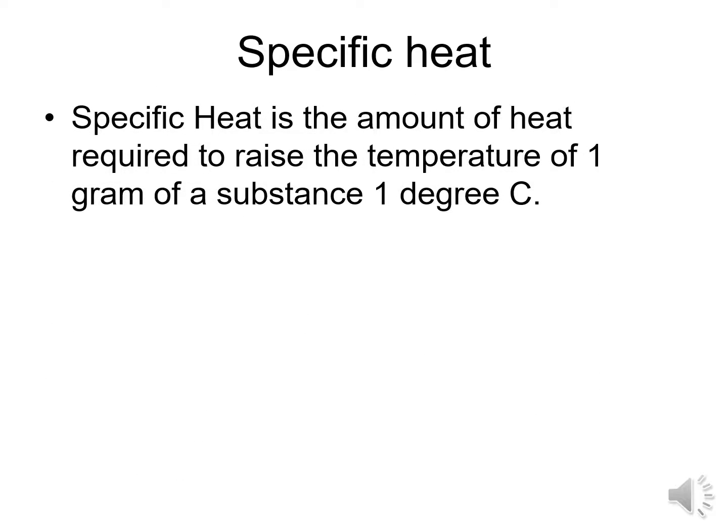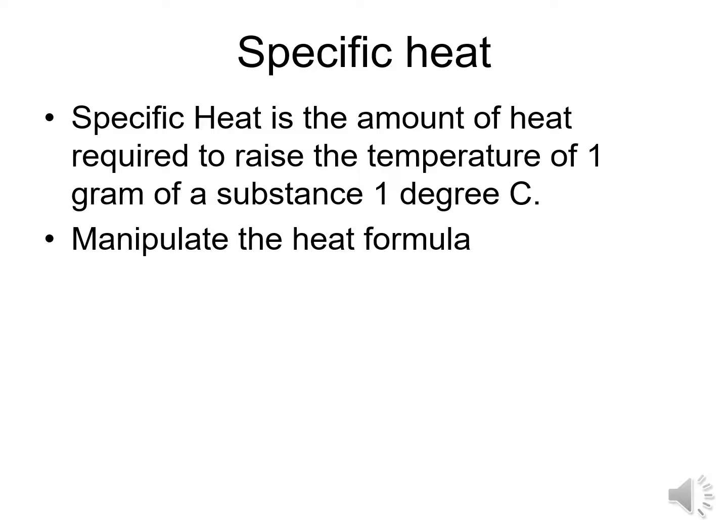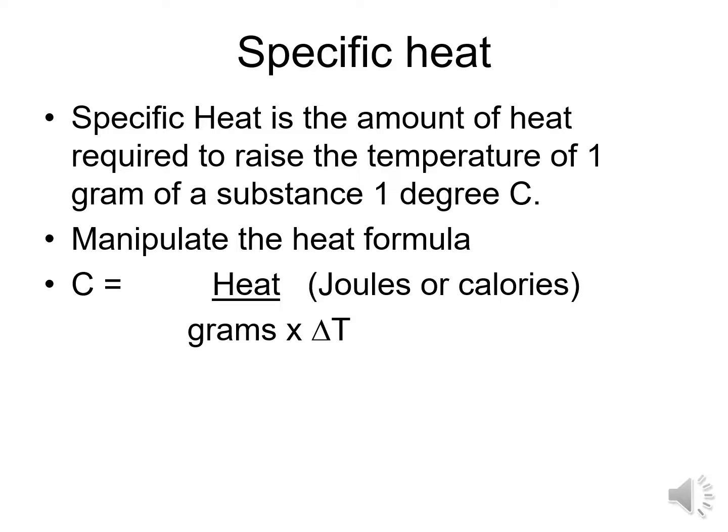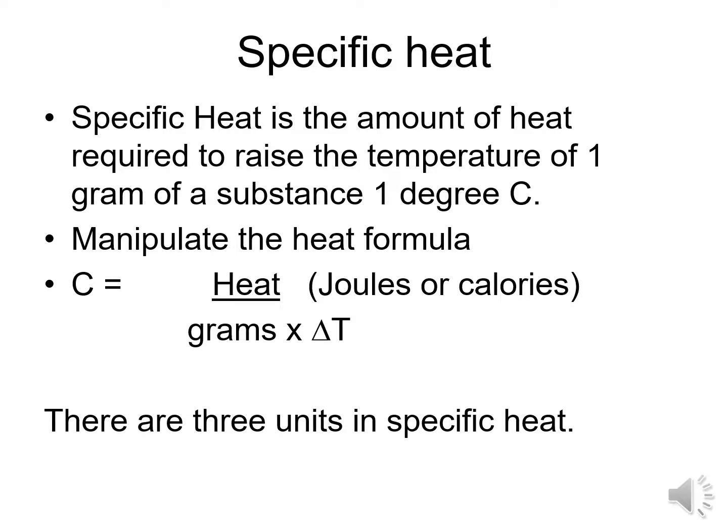So a little more about what we call specific heat, sometimes represented as capital C, sometimes as capital SH. Specific heat, the amount of heat required to raise the temperature of 1 gram of substance 1 degree Celsius. If we manipulate the heat formula, we can actually find the specific heat of a material by dividing the heat by the grams and by the change in temperature. So that's just a reorganization of Q equals mc delta T. There are 3 units in specific heat: the joules or the calories on top, the grams on bottom, and degrees Celsius also on bottom.